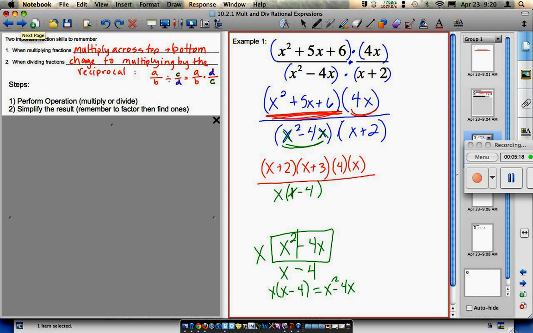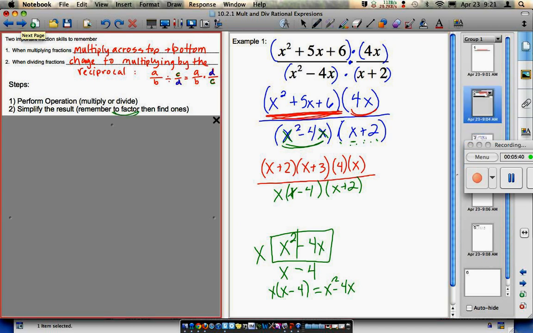Okay. Now I need to think about the next piece. Now I ask myself, could this be factored any further? This x plus 2 piece. I see no common factors, and x and 2, there's no way to factor that. So x plus 2 is factored. Okay? So I factored, which is part of my second step here, but now I need to find the ones.